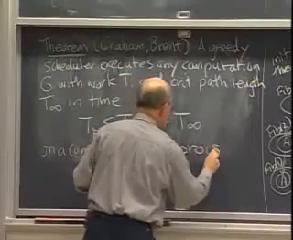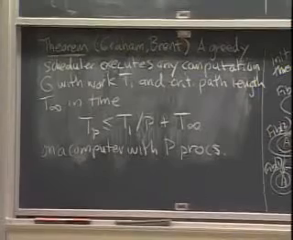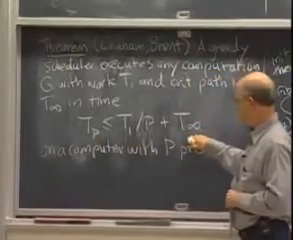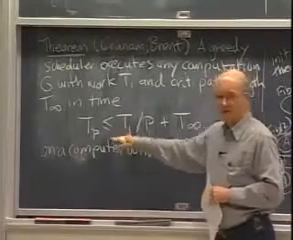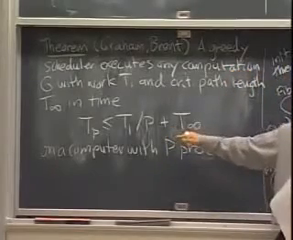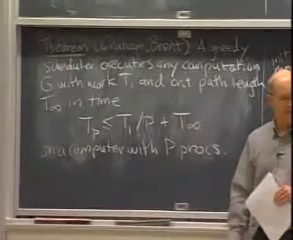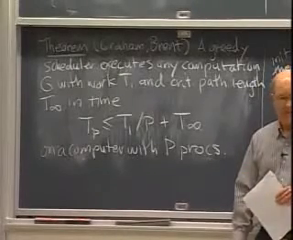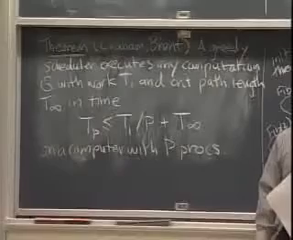On a computer with P processors, it says that I can achieve T1 over P plus T infinity. So what does that say if we compare this with our lower bounds on runtime? How efficient is this? How does this compare with the optimal execution? Yeah, it's competitive. It's within a factor of 2 of optimal.